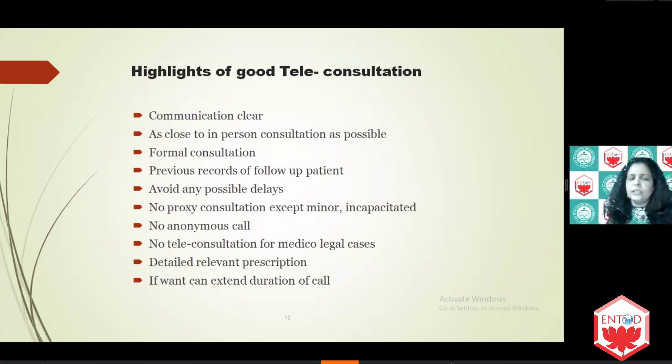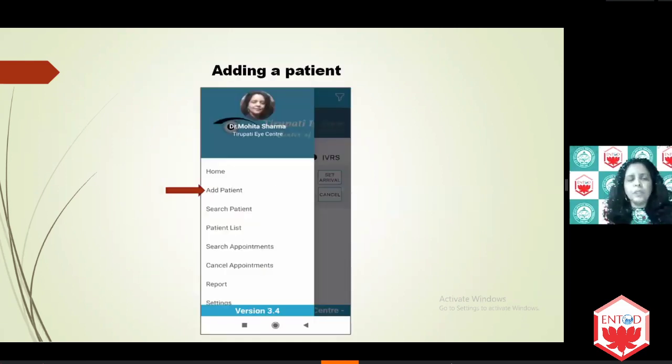No proxy consultation should be allowed except for minors and the incapacitated. No anonymous calls should be allowed, and no teleconsultations for medico-legal cases. And you should be able to give a detailed, relevant prescription. And if you want, there should be a facility to extend the duration of the call. Normally, a telemedicine call is for around 10 minutes.